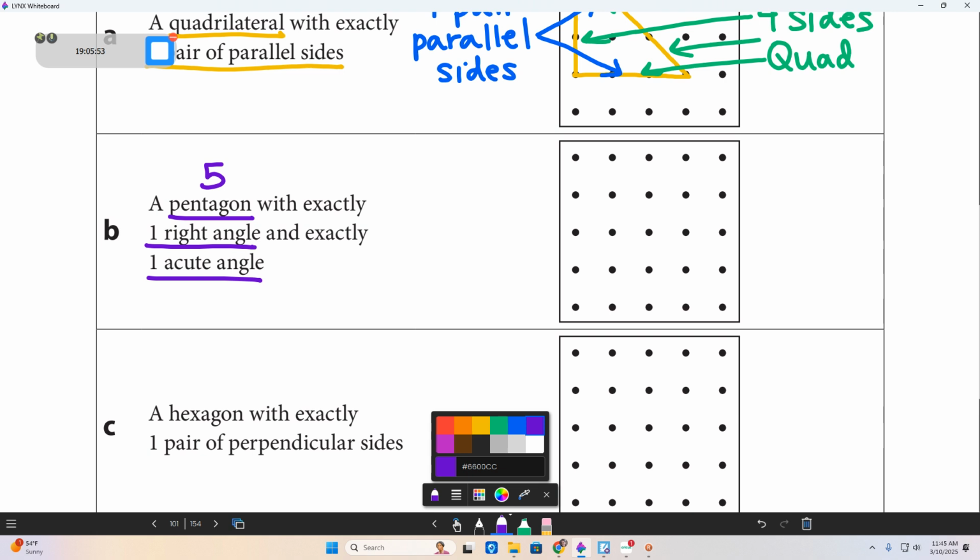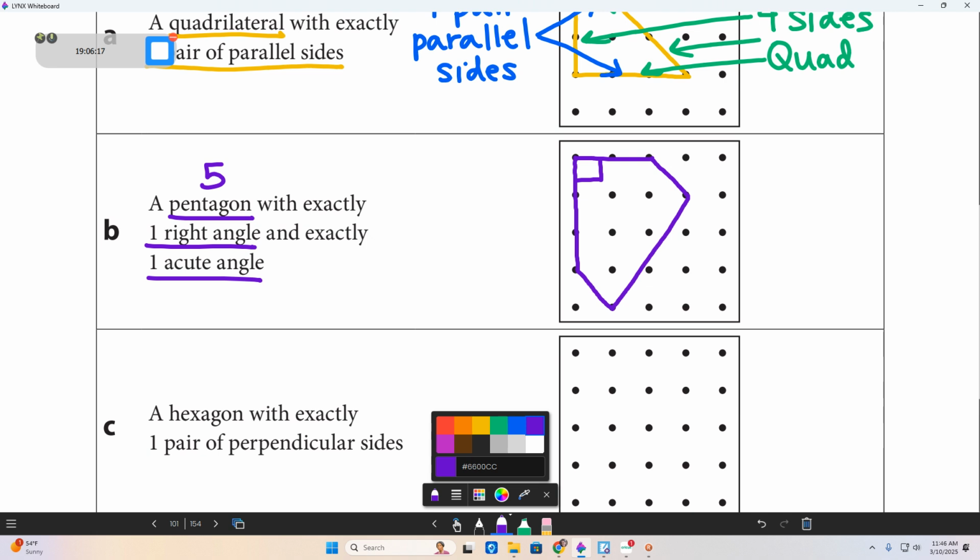So let me think here. Maybe I'll start with a right angle, maybe. Okay, so that takes care of the right angle. And then I need one acute angle. Let's see, let's make this an obtuse angle. I think this will work. Okay, I think that will work.